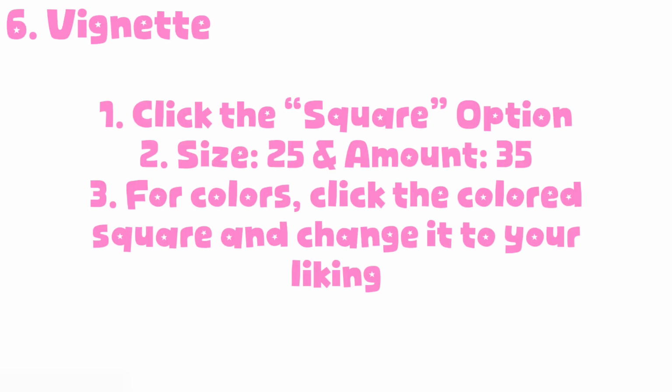Last but not least, in the effects toolbar is the vignette effect, in which when you click on it, you're going to click the square option next to the colors, and if you want to change your color, you just click the square with color in it. Usually, I'm pretty sure it's black, and then you're going to change it to a vibrant pink or a soft pink or whatever color you want. And then after that, you're going to make the size 25 and the amount 35.